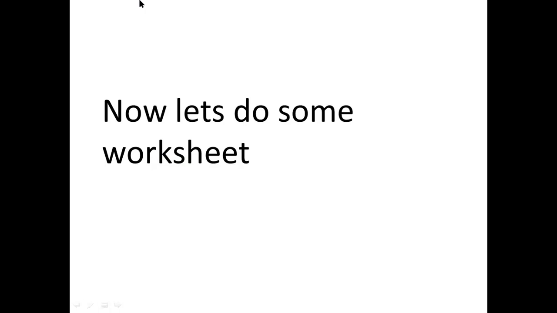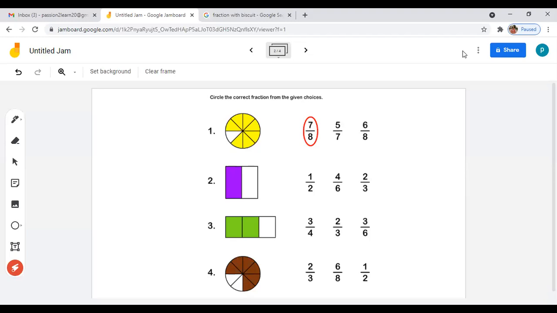Alright, can we go into the worksheets? Yeah, our worksheets are ready. What is given here? Circle the correct fraction from the given choices. The first one has been done here as an example. Okay, so we are able to see one circle. On this, we have divided it into 8 equal parts. So totally we have 8 equal parts. And how many are shaded here? 1, 2, 3, 4, 5, 6, 7. So the answer is 7 by 8.